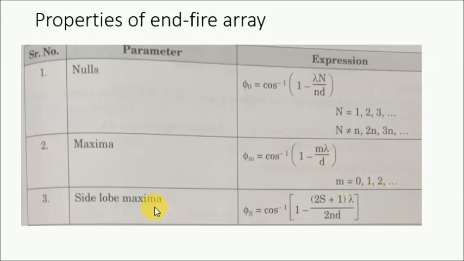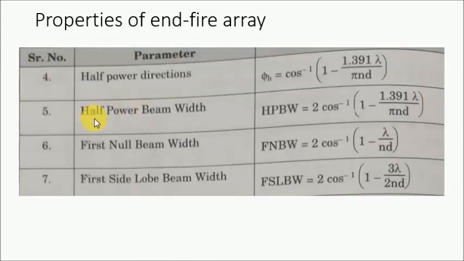For the side lobe maxima, here also we put alpha equal to minus beta d, and after simplification we get phi s equal to cos inverse of 1 minus in bracket 2s plus 1 bracket complete lambda divided by 2 n d. The half power directions, phi h, are given as cos inverse of 1 minus 1.391 lambda divided by pi n d. The half power beam width, after simplification, is 2 into cos inverse of 1 minus 1.391 lambda divided by pi n d.